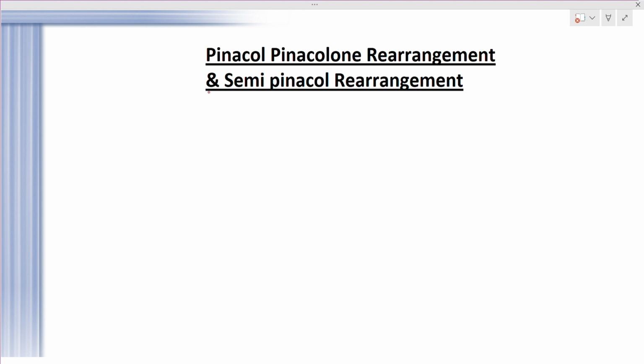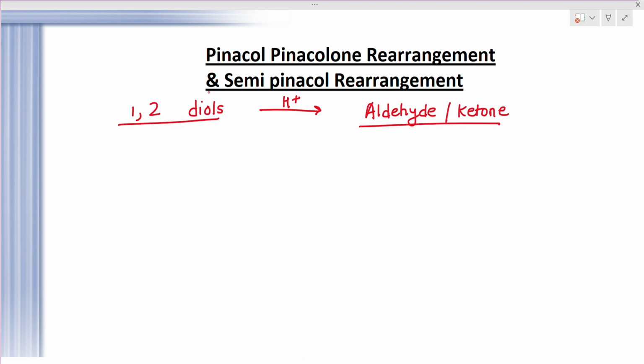So let's start. First of all, understand what the Pinacol-pinacolone rearrangement is. Actually, it is the rearrangement of 1,2-diols to aldehydes or ketones in the presence of an acid. It means if acid is present and you have given a 1,2-diol, then it will convert to an aldehyde or ketone. And why is this reaction named the Pinacol-pinacolone rearrangement? Because the first 1,2-diol that was taken is known as Pinacol. See it, this is our basic 1,2-diol, and this is named Pinacol.